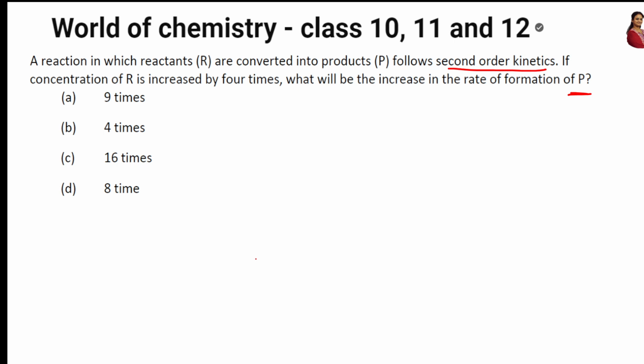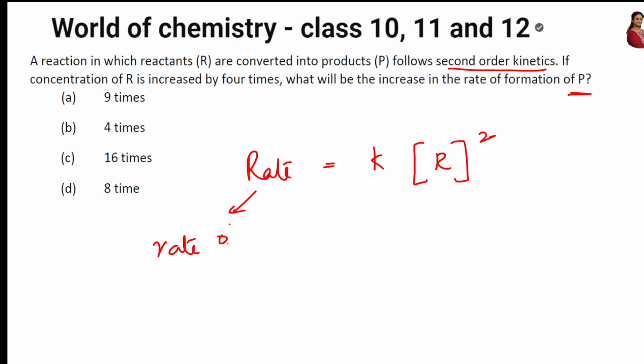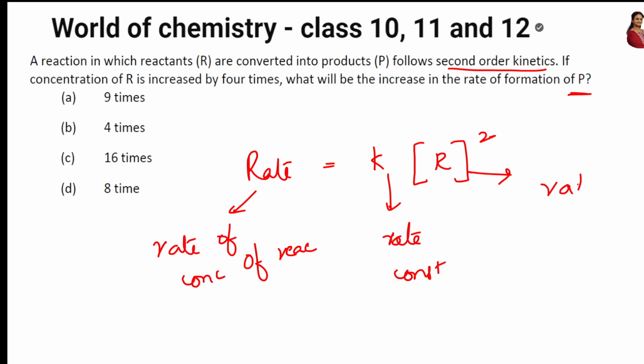First of all, they said it is second order kinetics. That means the rate of the reaction depends upon... What is this? This is the concentration of reactants. What is this? This is the rate constant. And what is this? This is the rate of the reaction, second order reaction, correct?